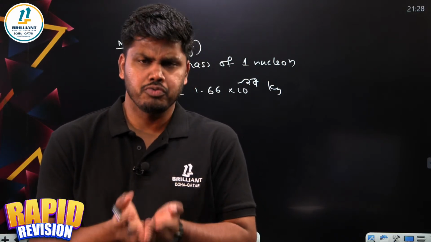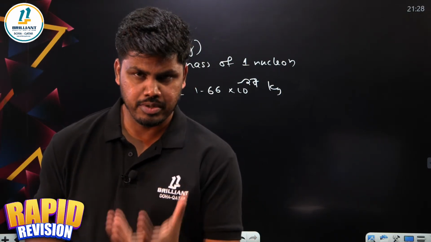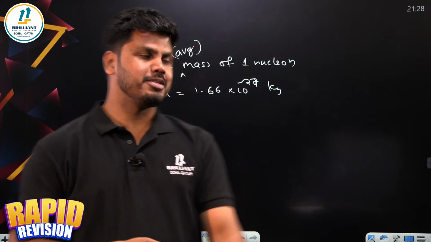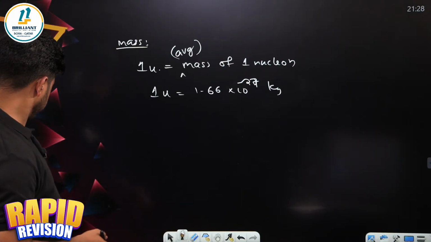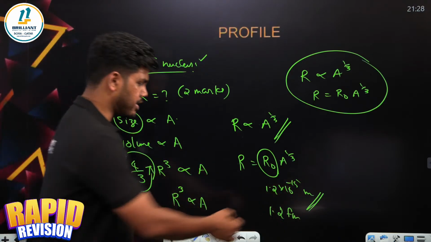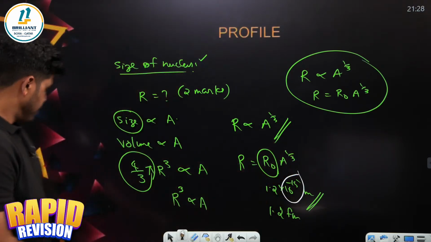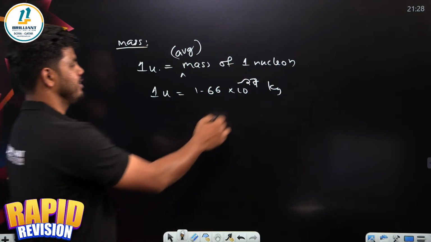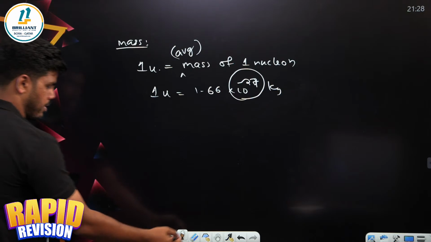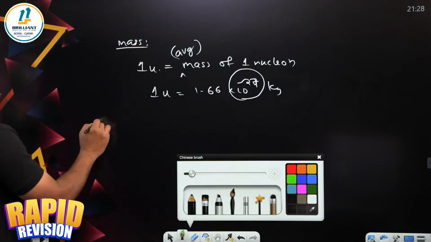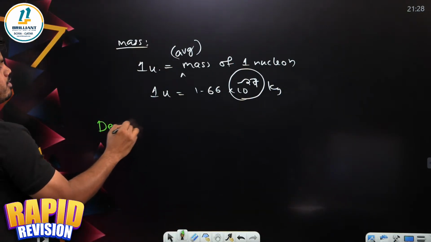So the mass of an atom, the nucleus, is negligibly small. Size is already negligibly small. We found it is in the order of 10 raised to minus 15, right? 10 raised to minus 15. The mass of that nucleus is in the order of 10 raised to minus 27. Very light. But the density part, the last topic from that profiling, density of nucleus.